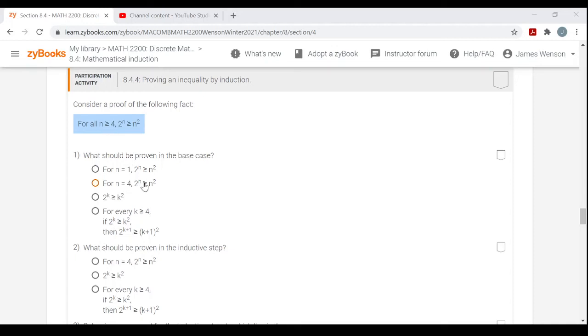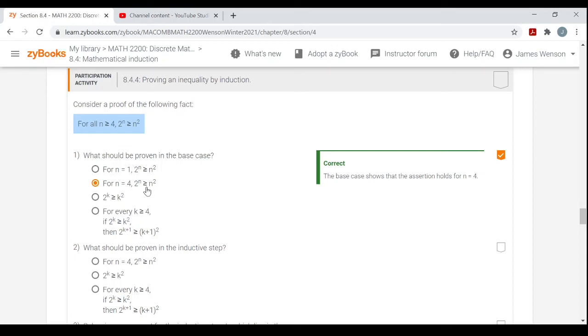Alright, the base case would just be what happens when n equals 4. Is that true? And it would be, right? 2 to the 4th is 16. 4 squared is 16. They're equal, right? So 16 is greater than or equal to 16. So it's true for 4.